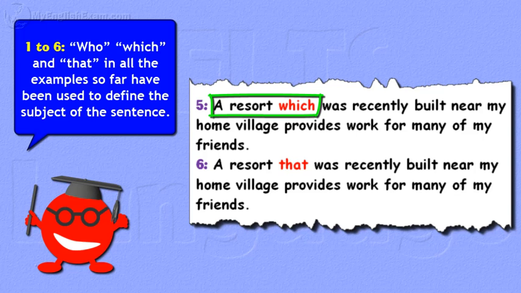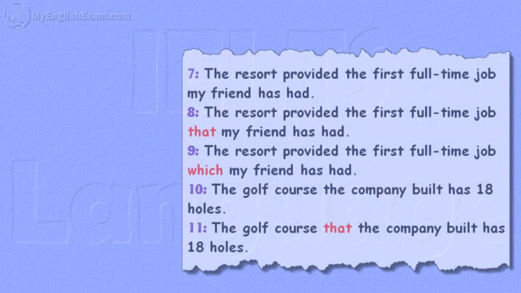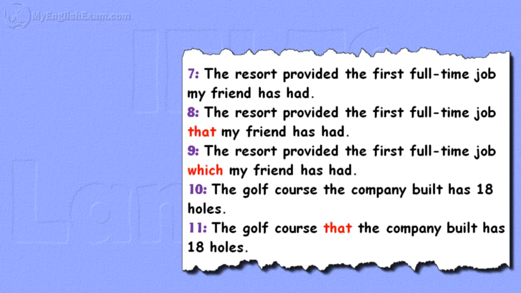Examples 1 to 6. Who, which and that in all the examples so far have been used to define the subject of the sentence. 7. The resort provided the first full-time job my friend has had. 8. The resort provided the first full-time job that my friend has had. 9. The resort provided the first full-time job which my friend has had. 10. The golf course the company built has 18 holes. 11. The golf course that the company built has 18 holes.